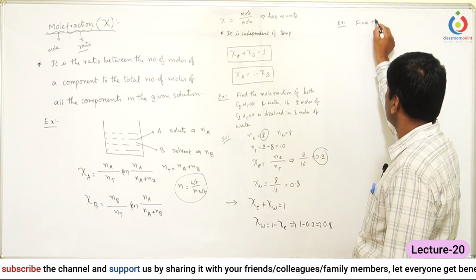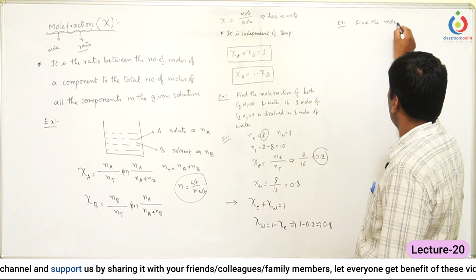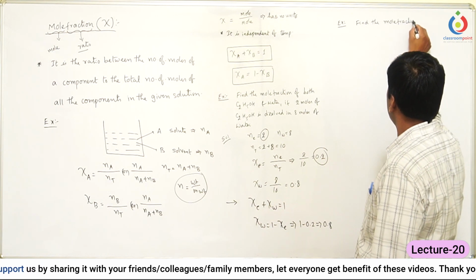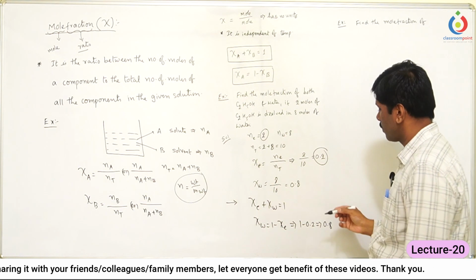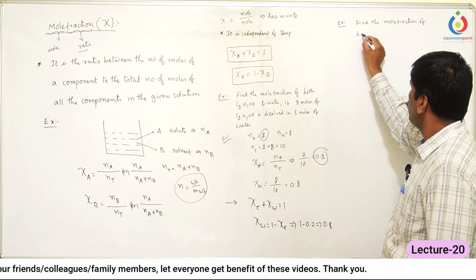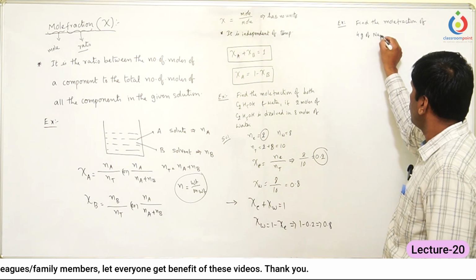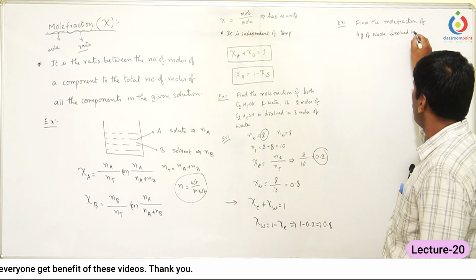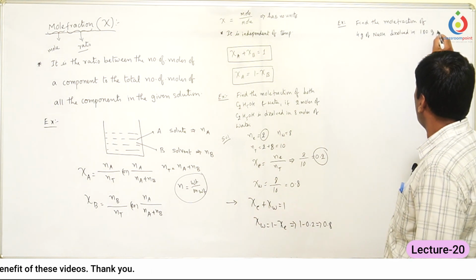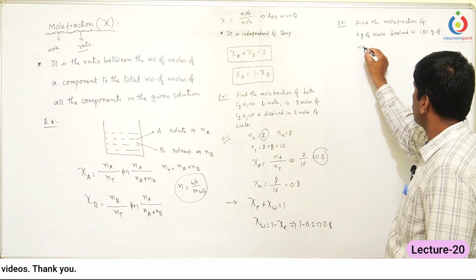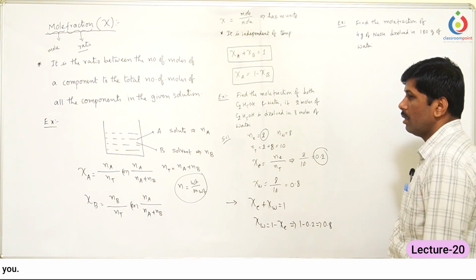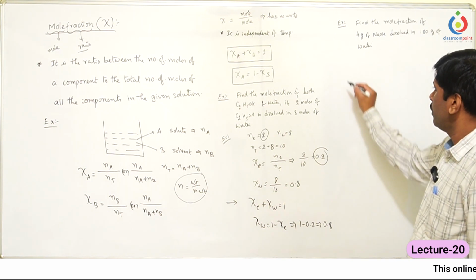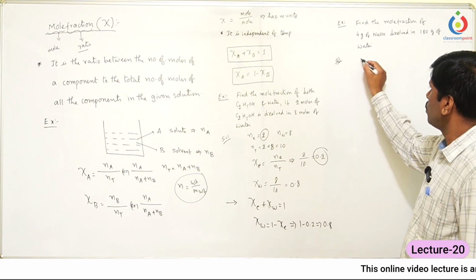Find the mole fraction of 4 grams of NaOH dissolved in 180 grams of water. So this is the value given. So now let us solve this.